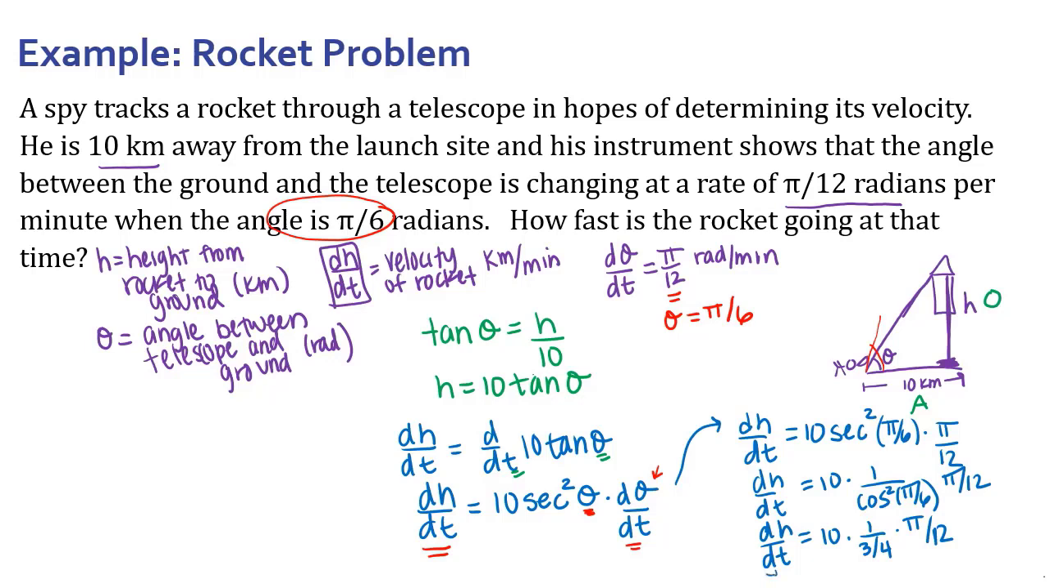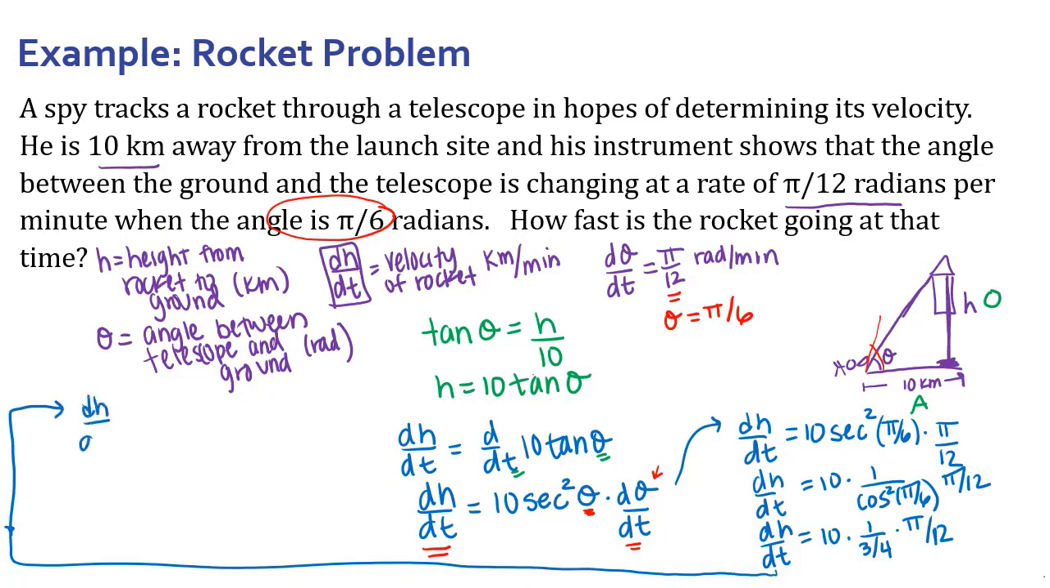This is really ugly, but we're going to go over here now. So I've got dH dt equals 10 times 4/3 times pi over 12, which gives me, let's simplify these out if we can. 4 goes into 12 3 times. So that's going to give me 10 pi over 9 kilometers per minute.